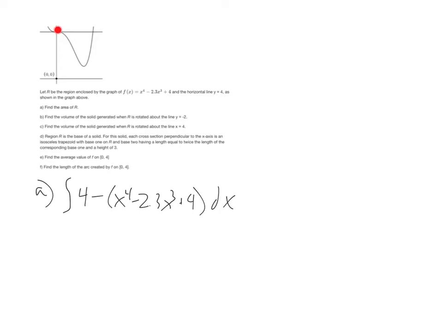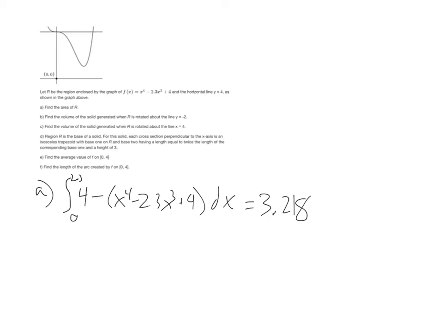And if you just go ahead and graph this, you'll see that this is, in fact, 0, and this one is 2.3. So that's my interval there from 0 to 2.3. And then if you just do that on your calculator, you'll get 3.218 units there.